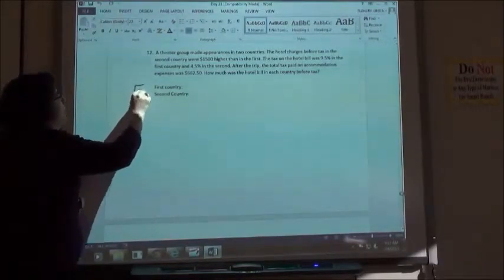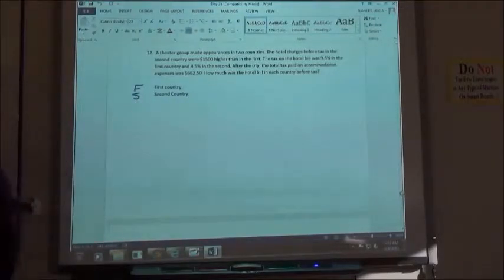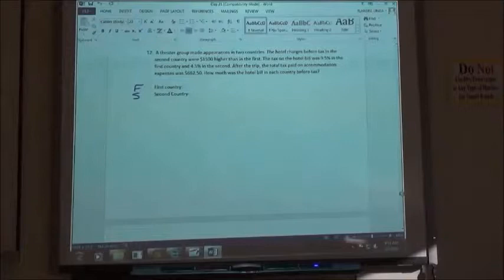So I'm going to use F for my first one and S for my second one. If I want to take that second sentence and translate that, the hotel charges before tax in the second country were $1,500 higher than in the first. What should I have for my equation? I'm going to add, and what am I going to start with?